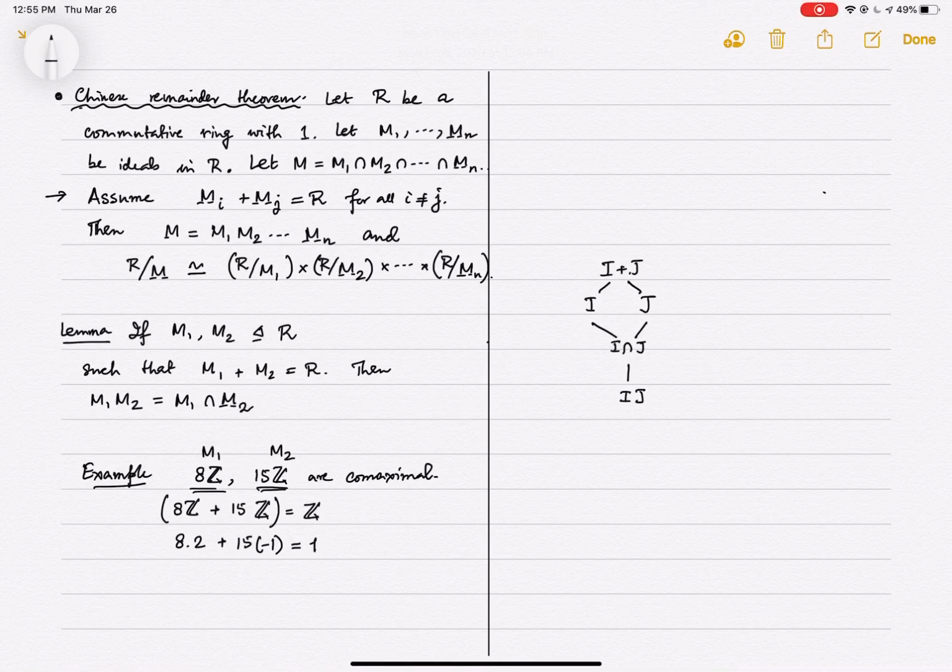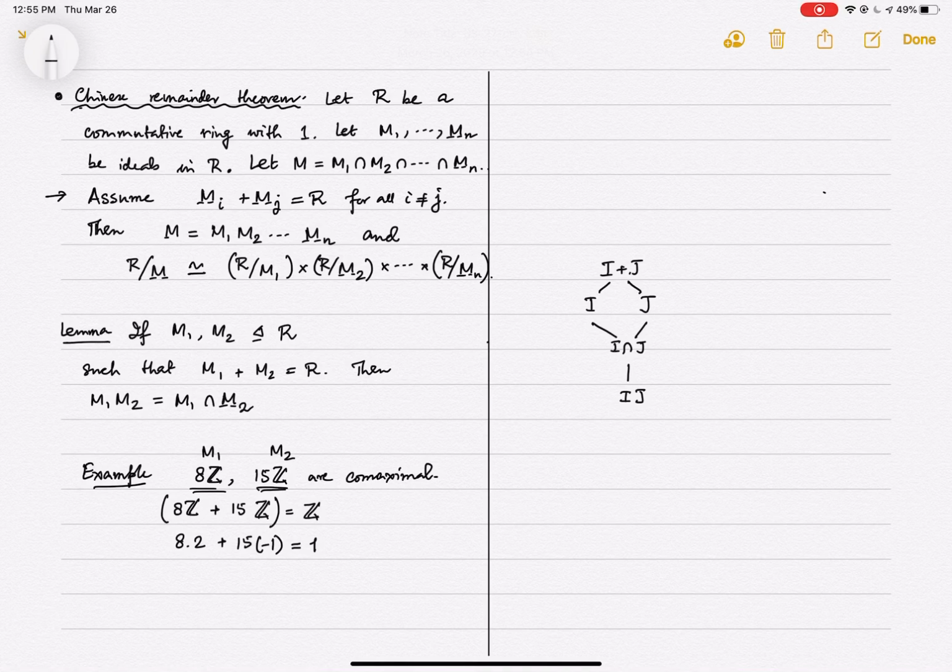Let's talk about the Chinese remainder theorem. So here's the statement again. You have a commutative ring R with identity. You have ideals M1, M2, ..., Mn in the ring, and you write M for the intersection of these ideals. So the key assumption is that the sum of any two distinct ideals in this collection is the whole ring R. So we say that these ideals are co-maximal when that happens.